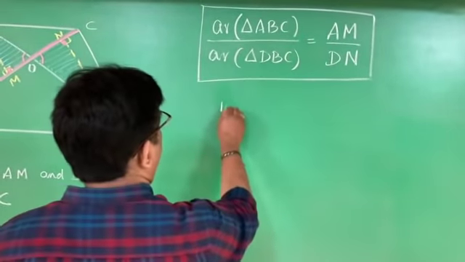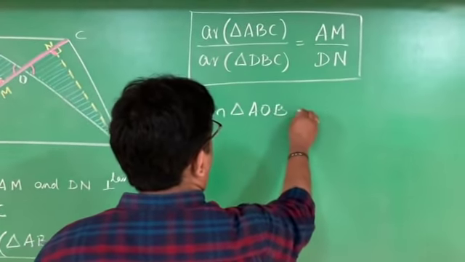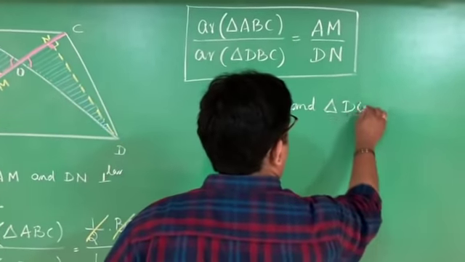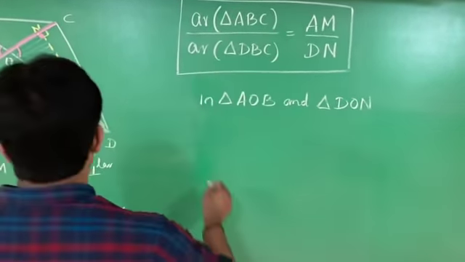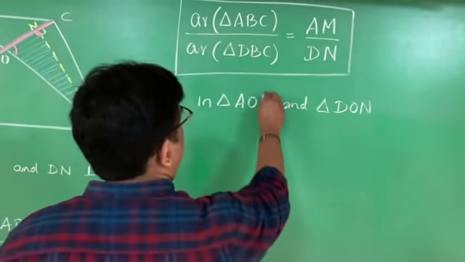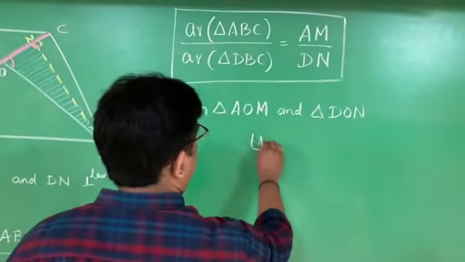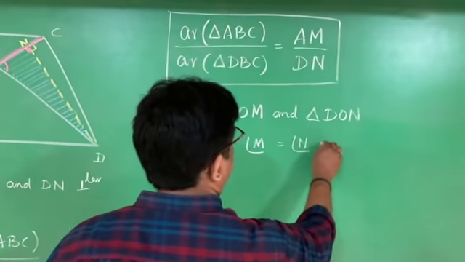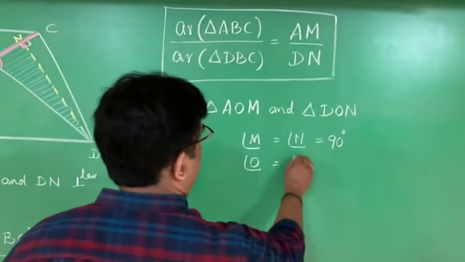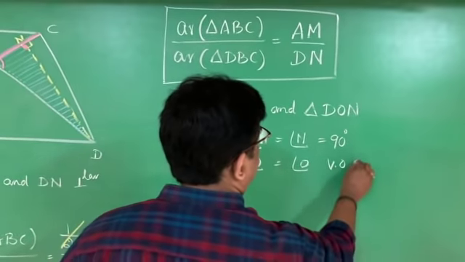Now in triangle AOM and triangle DON. Angle M, AOM it is. In triangle AOM and triangle DON, angle M is equal to angle N, which is equal to 90 degrees. Angle O is equal to angle O. That is what is known as vertically opposite angles.